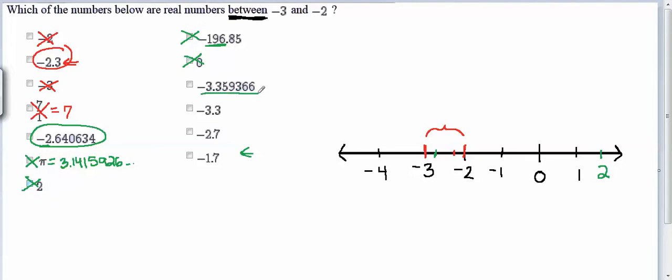How about this one, -3.359366? To graph this, I first go from 0 and step back 1, 2, 3 steps, and then I go a little bit further. I go to 0.359366 more, so somewhere up here. So we can see it's close to the values of interest, -3 and -2, but it's not falling between them. It's outside them. So this is also not between -3 and -2. Our next option, -3.3, is very similar. I go back from 0, 3 steps backwards and a little bit more, somewhere out there. It's close to -3, but it's not between -3 and -2.